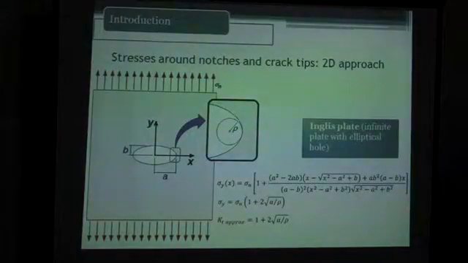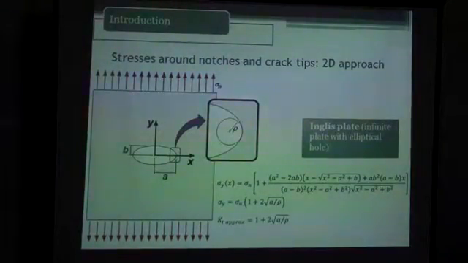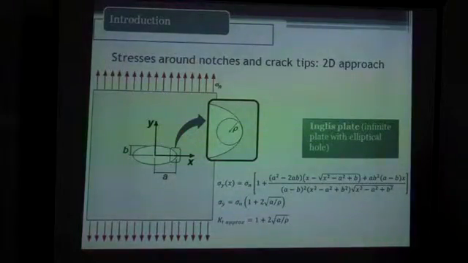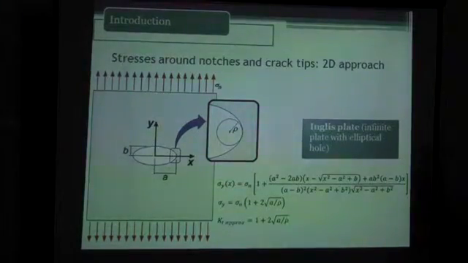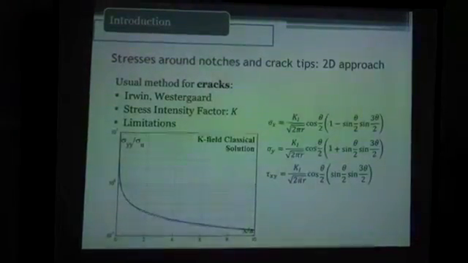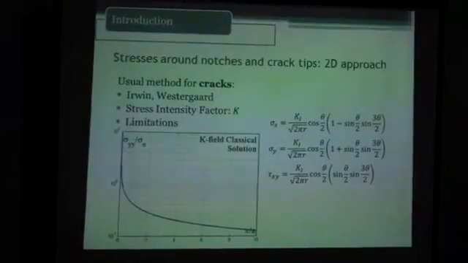Most solutions for notches are based on the 2D approach. So most of the time you're not going to consider the 3D model. You might consider a constraint factor, for instance. And for cracks, you can use Westergaard solutions, stress intensity factor solutions.